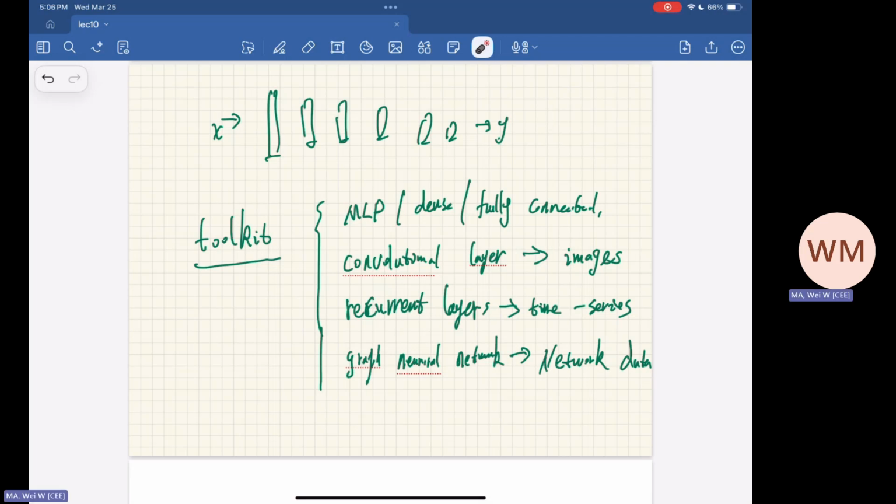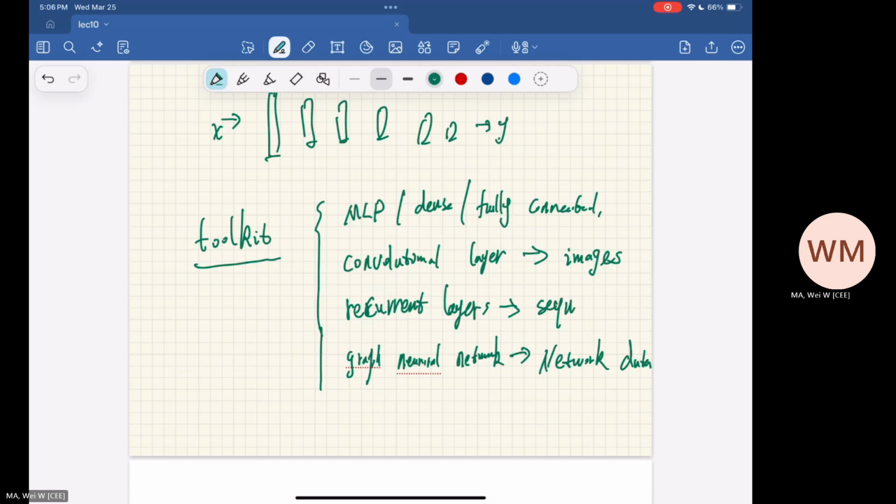So basically, image goes with convolutional layers. Time series contains voice, audio, language. They are all time series. It's a sequence. Maybe I shouldn't say time series, this is a little bit tricky. I should say sequence data. If data is in sequence, then it's very suitable for RNN.